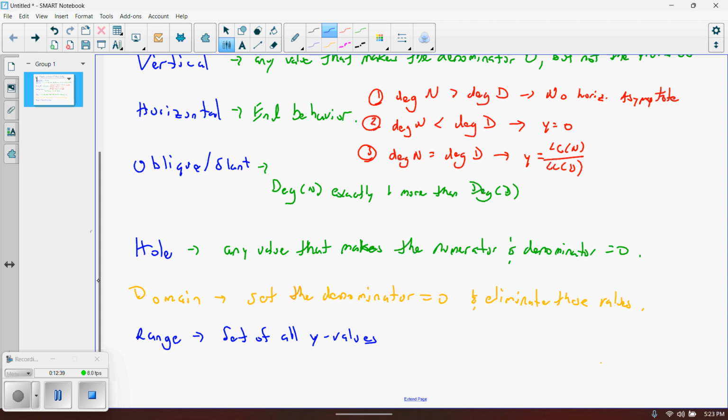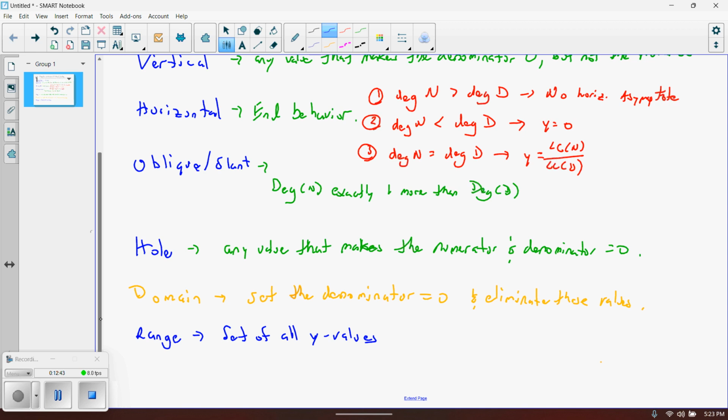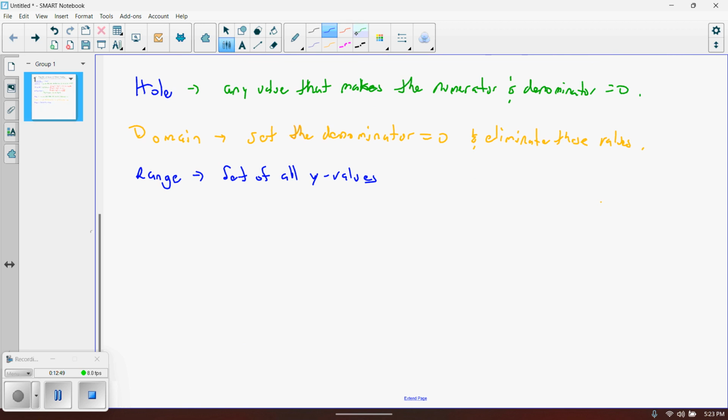We are also going to, in order to be able to graph these things, have to find the intercepts, the x and the y intercepts. Okay, these aren't as difficult to do, but you still have to do some work.